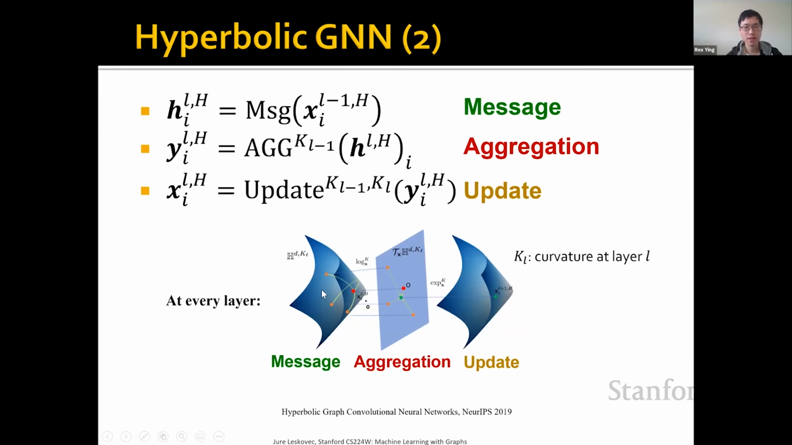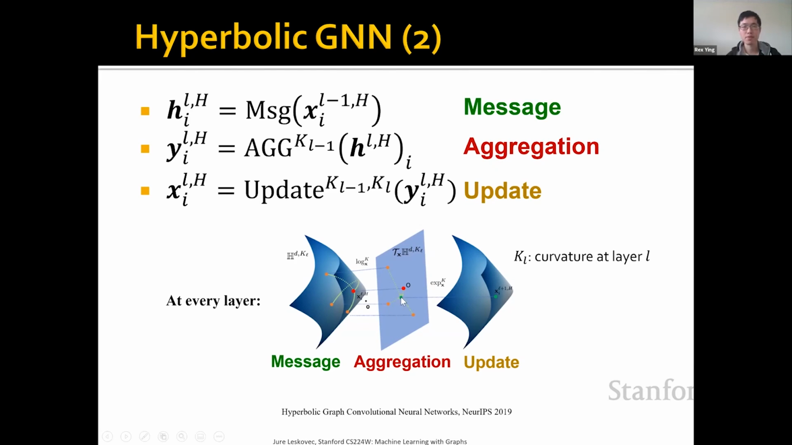The high-level concept is also visualized in the figure here. We have a bunch of points which are the previous layer embeddings of the graph in the previous hyperbolic space, and we perform a message computation between these points as well as this center point here. After we perform these messages, we need to aggregate all these messages. And we perform this aggregation in the tangent space of the hyperbolic space, because there is no natural definition of neural network operations in the hyperbolic space.